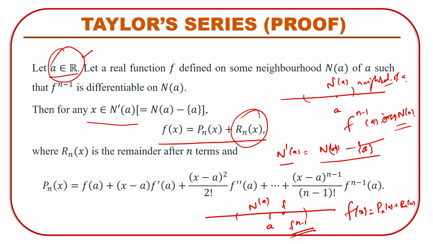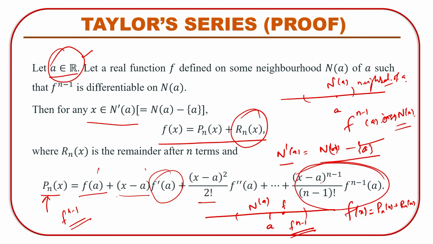and Pn(x) involves up to the (n minus 1)th derivative. So, how many terms does Pn(x) contain? Pn(x) contains n terms: 1, 2, 3 and so on, and the last term contains the (n minus 1)th derivative. You can see the first term is f(A), the second term is f dash of A into (x minus A), the third term is (x minus A) square by factorial 2, and the last term of this Pn(x) is (x minus A) to the power n minus 1 by (n minus 1) factorial times f of (n minus 1) of A.